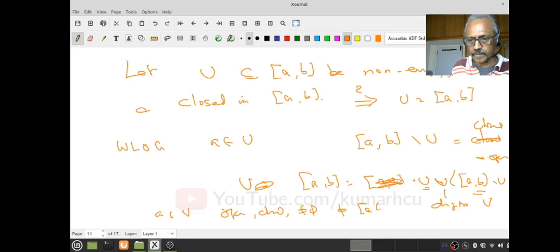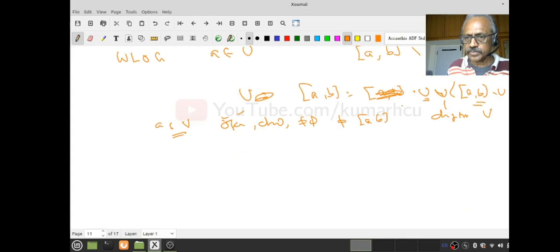Is that okay? Open and closed, we already saw why it's open and closed, and this is non-empty because I assume A is in B. You understood? And it's not equal to AB. If it's AB, what does it mean? That U is empty, but my assumption is U is non-empty. Are you following? Therefore either U or B must have A, right?